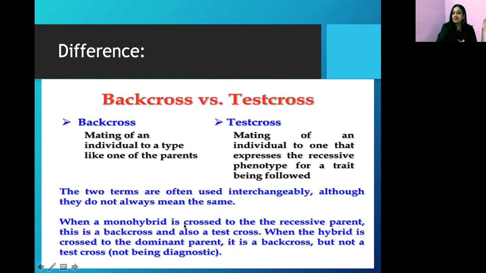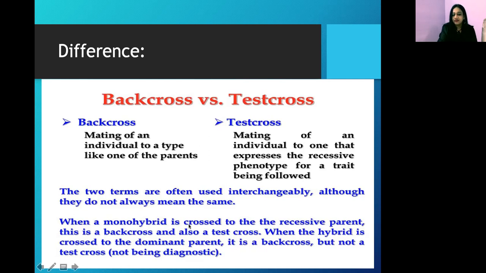So what is the basic difference between backcross and test cross? Backcross, that means we are mating the F1 hybrid with any one of the parents. But it should be always with the dominant, then we call it backcross only. Then test cross, we are mating the F1 hybrid with only the recessive parent. Even this is also a backcross. That's why we consider all test crosses as backcrosses, but a backcross is not a test cross.